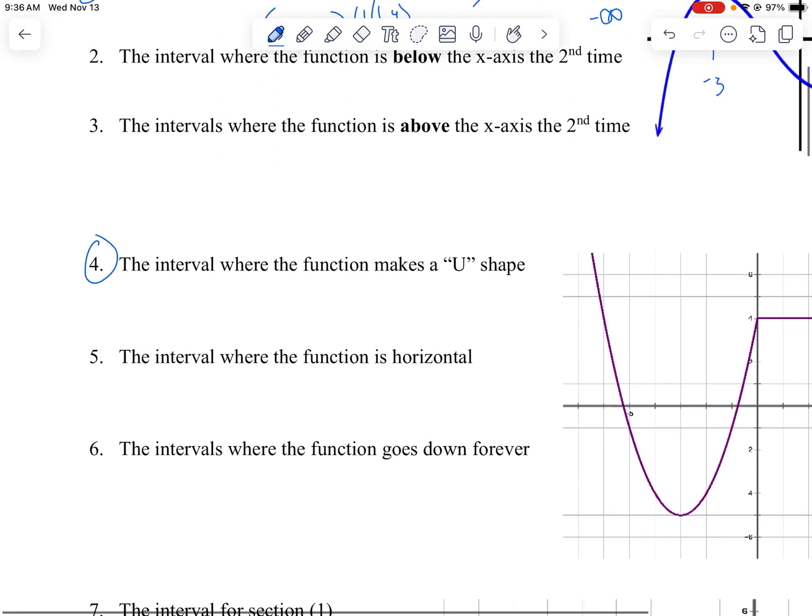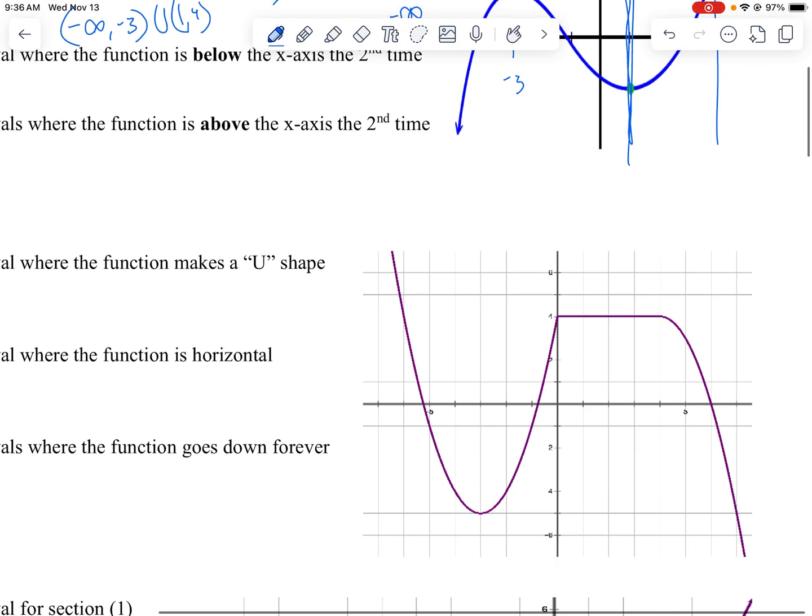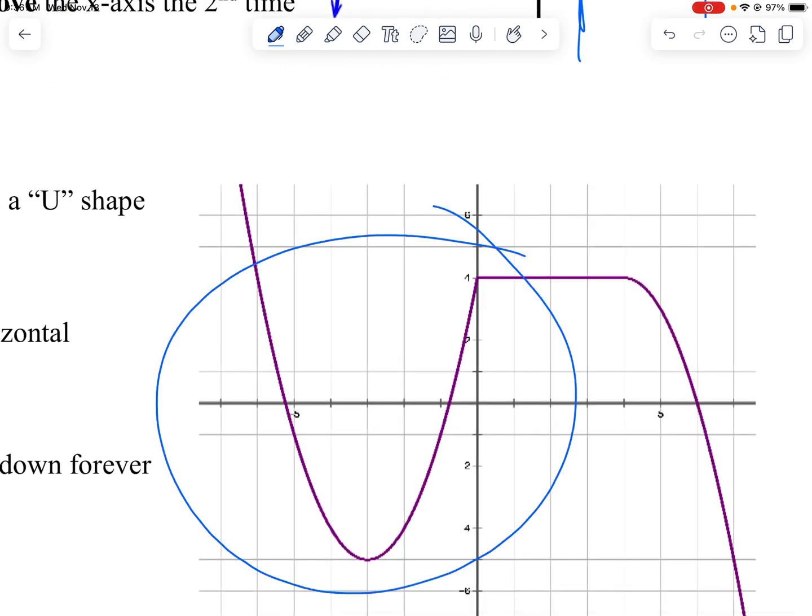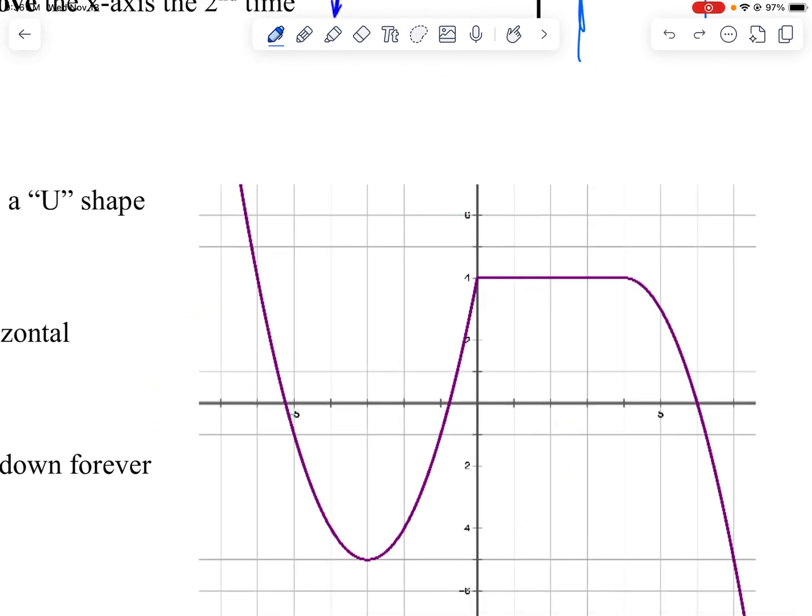Let's look at number 4. The interval where this function makes a U shape. Well, that looks like this section here. I'm not sure if it means like a perfect U, like this section here, or if it necessarily includes this part. But let's just say it's kind of like a perfect U here. So it's going to go from here to here.